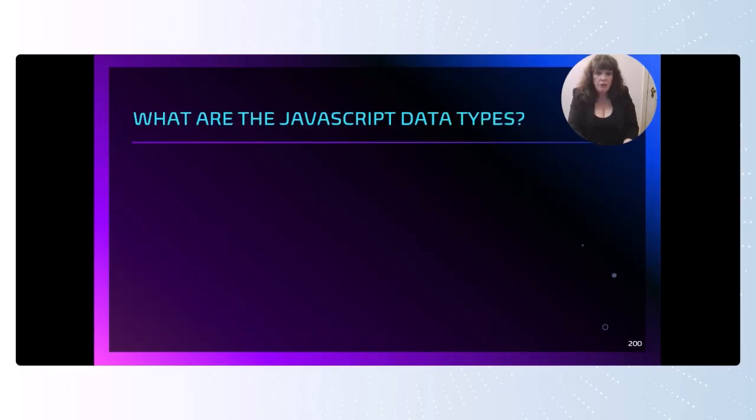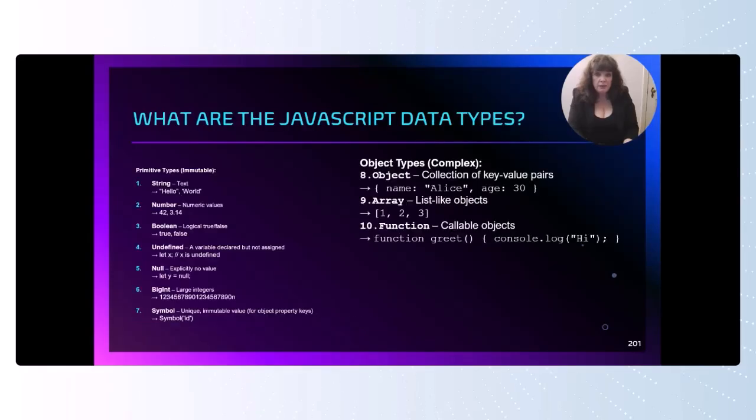What are the JavaScript data types? The primitive types are immutable: string, number, boolean, undefined, null, BigInt, and symbol. Object types include the complex object, array, and function.